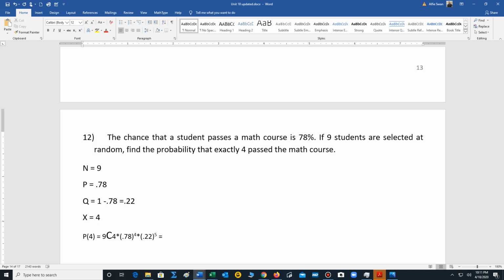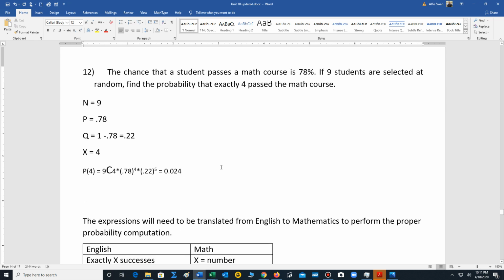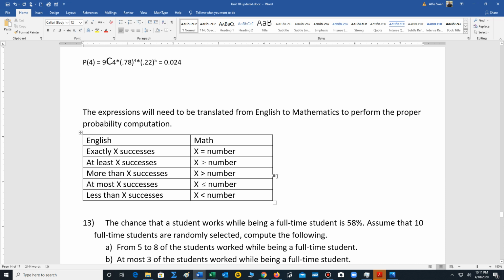And that should be 0.024, and that's going to be our answer. Now, it turns out we will have to use other types of translations for different types of problems, because sometimes we have to perform more than one calculation.